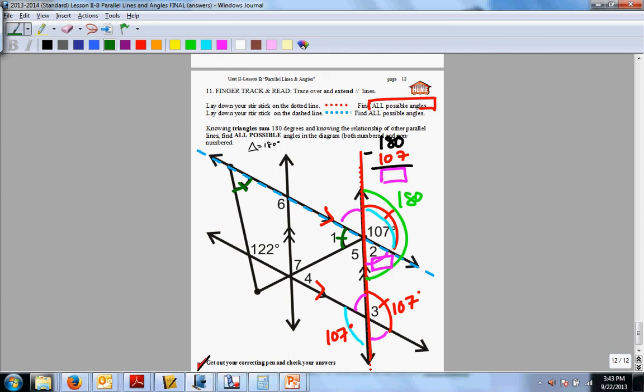Once you're done with one stir stick, it says lay your stir stick down on the dotted line, going this way, and walk up your answers as well. Again, your ambition is to find all possible angles in the diagram.